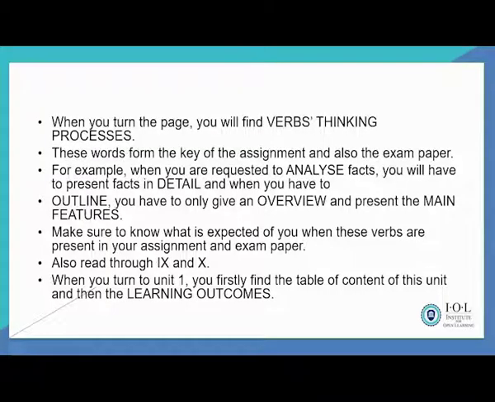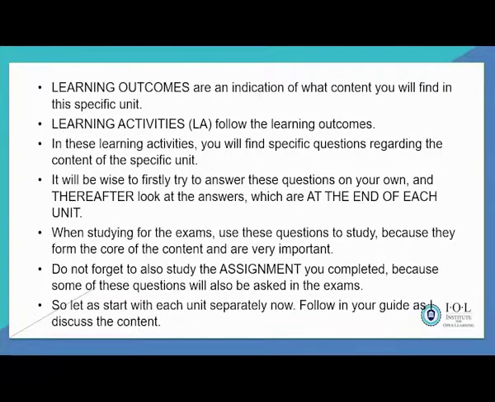When you turn to Unit 1, you firstly find the table of content of this unit and then the learning outcomes. Learning outcomes are an indication of what content you will find in this specific unit. Learning activities, that's LA in short, follow the learning outcomes. In these learning activities, you will find specific questions regarding the content of the specific unit. It will be wise to firstly try to answer these questions on your own and thereafter look at the answers which are at the end of each unit.